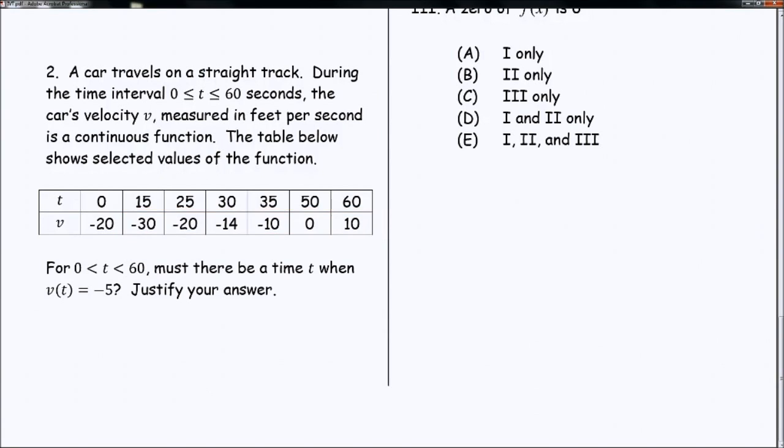And if you notice, negative 5 is somewhere in here, somewhere between 35 seconds and 50 seconds. I know that because my v is going from negative 10 to 0, and negative 5 would be on that interval. And so there has to be a time t.